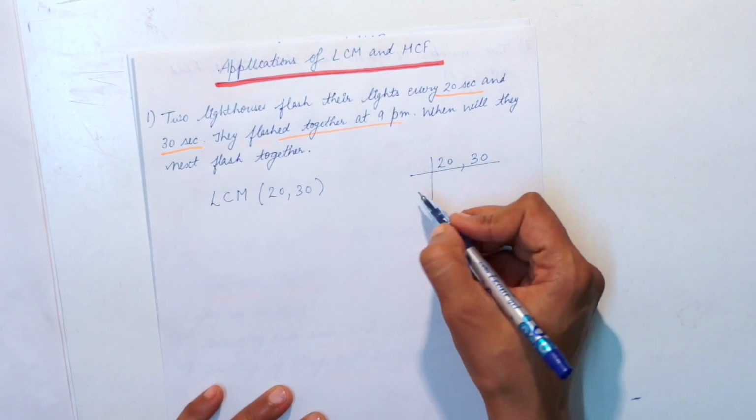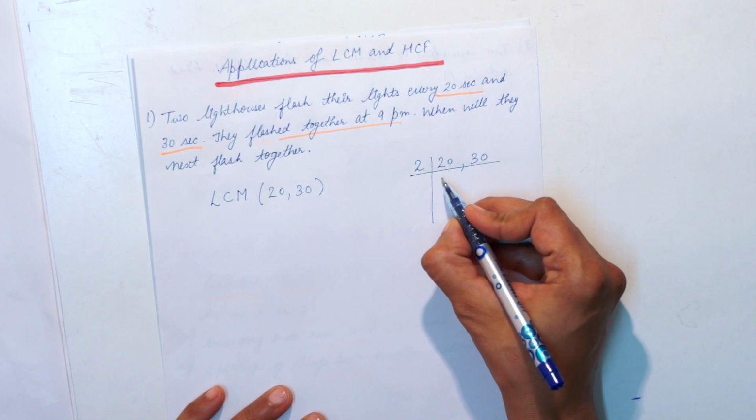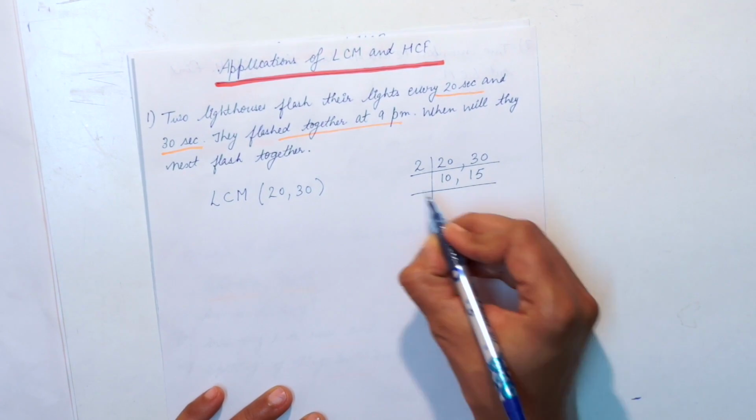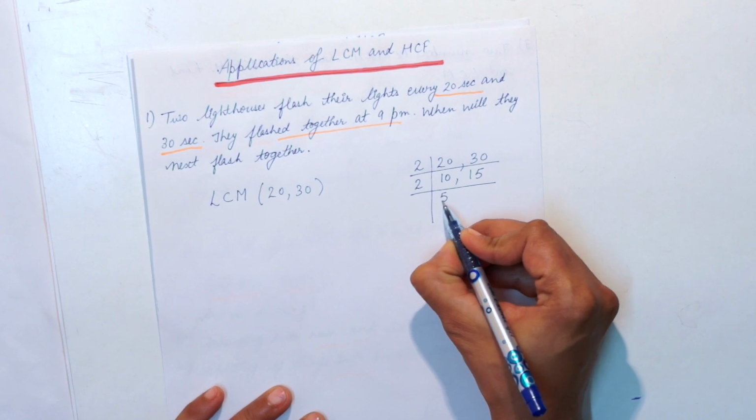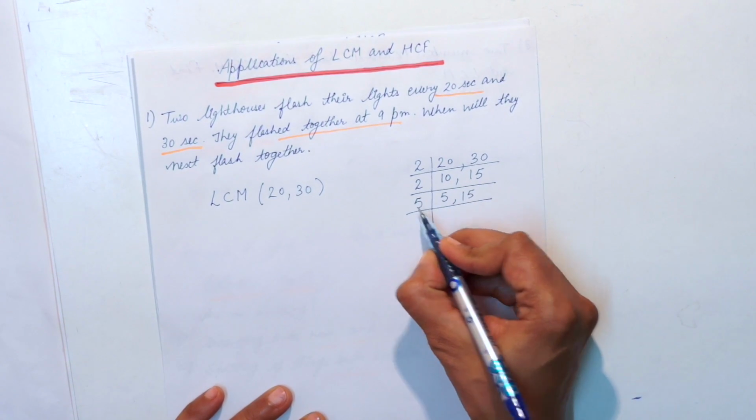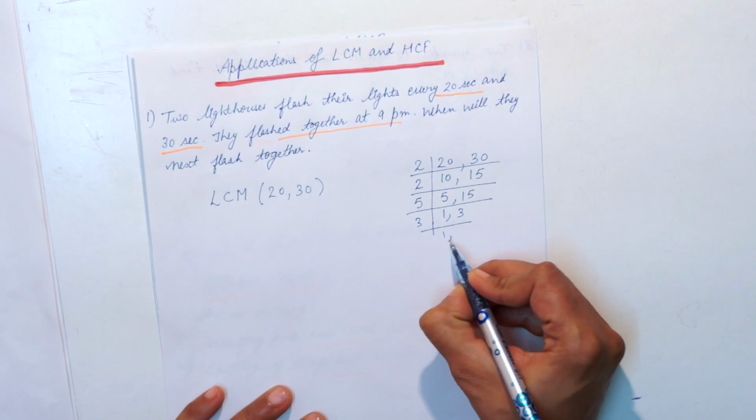So both are multiples of 2. So we can divide 20 by 2. 2 tens are 20, 2 15s are 30, and 2 5s are 10, 15 as it is. Next prime number is 5. 5 1s are 5, 5 3s are 15.